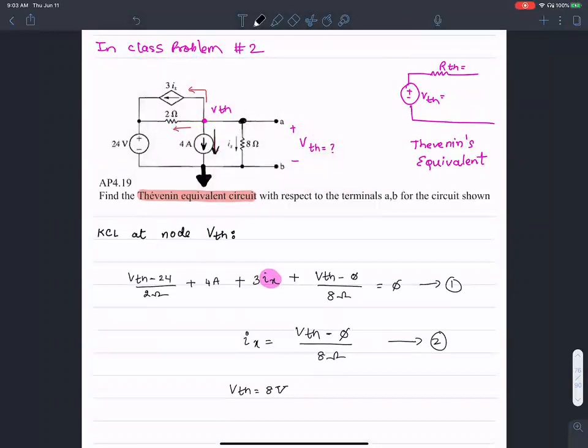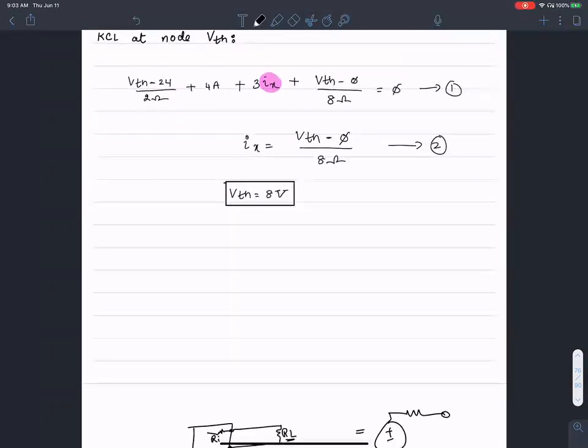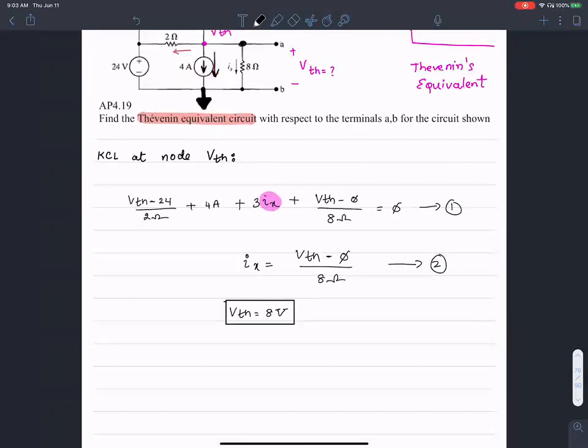Now VTH comes out to be 8 volts. Is that it? I found the value of VTH to be 8 volts. How do you find the value of RTH here? In order to find the RTH, we have to apply a different technique, the technique that we discussed earlier.